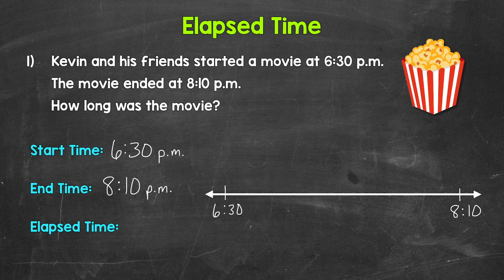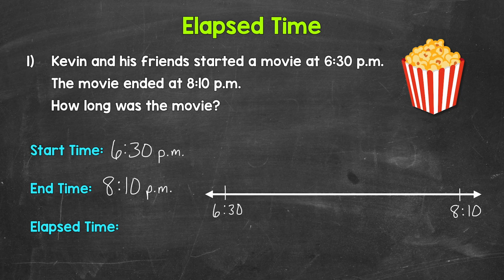Now, can we count by 1 minute to go from 6:30 to 8:10? Sure, we could, but that's going to take a long time. Could we count by 5 minutes or even 10 minutes? Sure, we could do that as well. And both of those options are better than counting by 1 minute, but we have a better option to start off with. 6:30 to 8:10 is more than 1 hour.